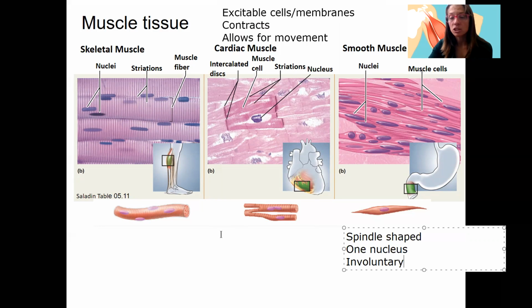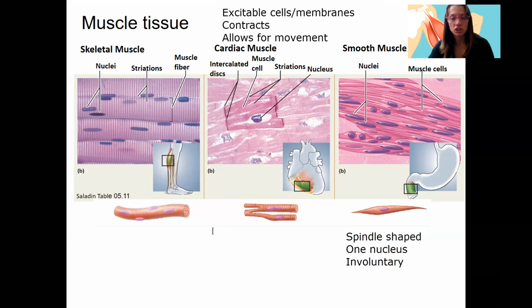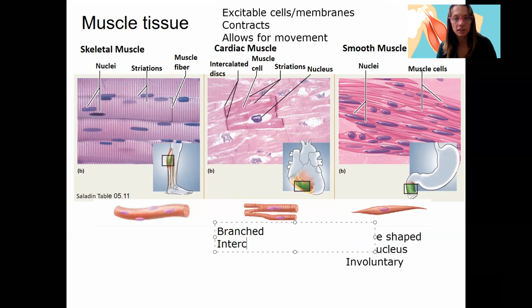Cardiac muscle is located in your heart. This is branched tissue, so you can see that in this image here. It's branched. That's going to be important for how the heart contracts as a unit. The other part is these intercalated discs. That is what's shown right along here. There are gap junctions located there. That allows electrical signals to pass from one cell to the next.